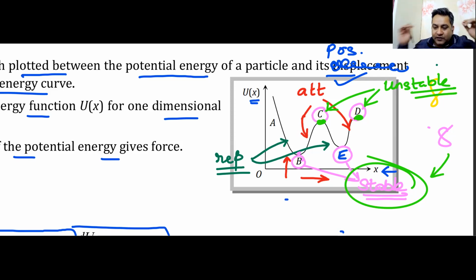So everybody in this entire universe always wants to come to stable equilibrium. Everyone wants stability in life. Why are you here? You want to crack JEE. Why do you want to crack JEE? Because you want to have a good life. Why do you want a good life? Because if you have a good life, you will have stability in life.